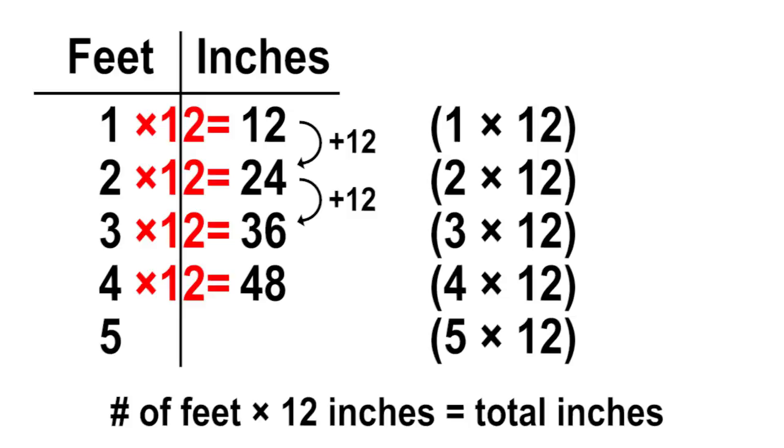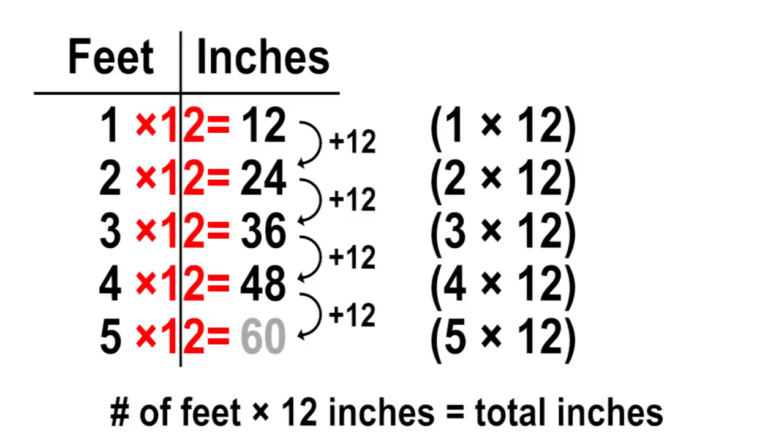We can check this because before we also noticed that we could add 12 inches to the previous total to find the next row. When we add 12 to 36, it still equals 48. So we know that we can find the total number of inches in a given number of feet by multiplying the number of feet by 12.